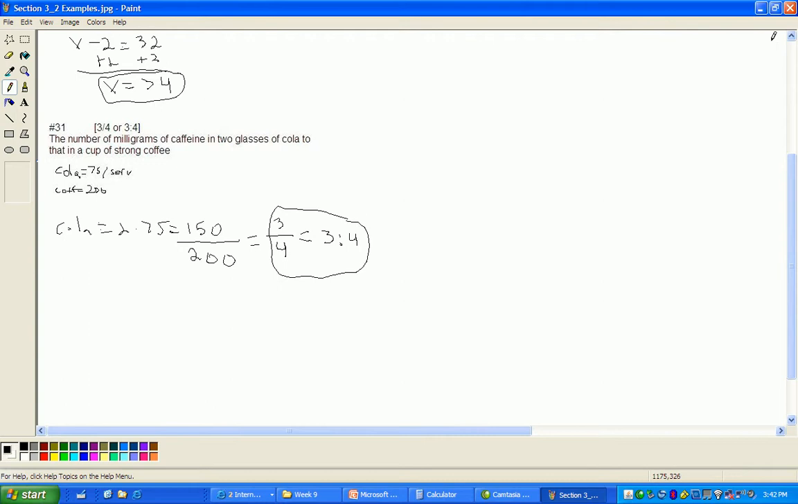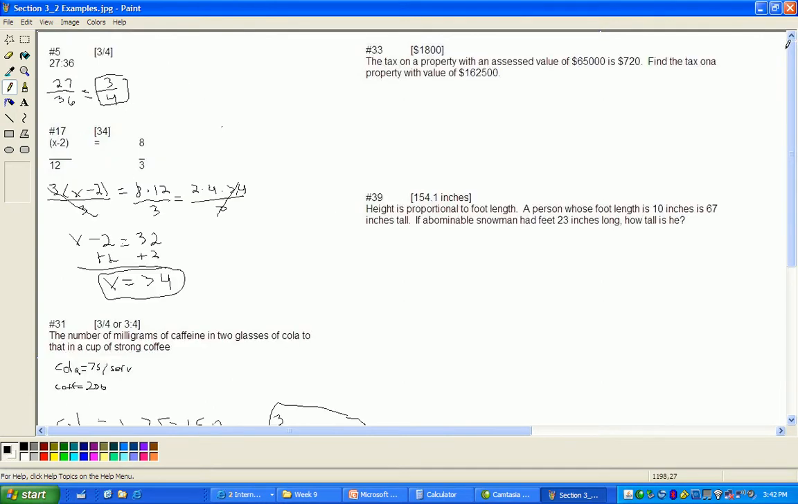The tax on a property with an assessed value of $65,720. Find the tax on a property with a value of $162,500. So a good way to do this is saying, okay, if we pay taxes of $720 on a $65,000 value property, x is going to be the amount of tax we pay on something that's worth $162,500.